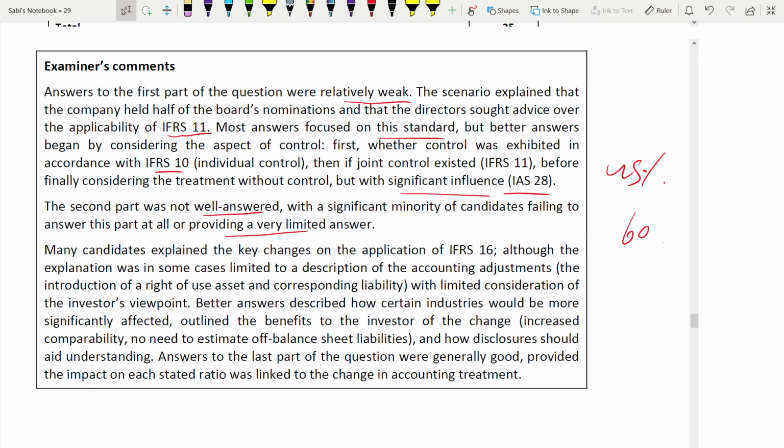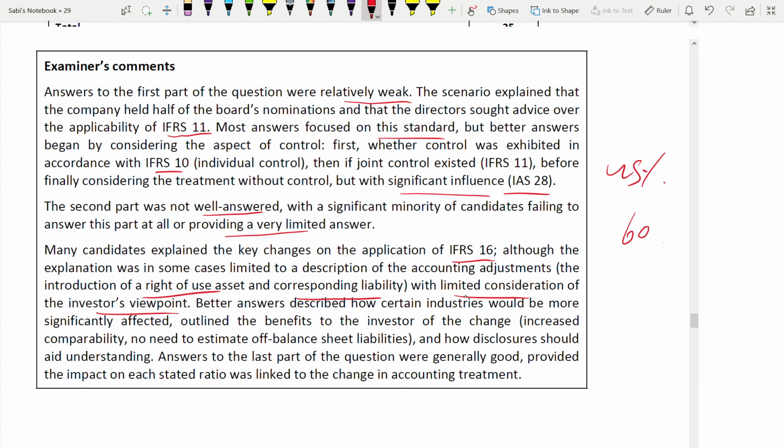The third part is about IFRS 16 mainly, and this was mostly done well by the students. The only issue is that they have limited their answers to 2 things. One is the right-of-use asset and the liability, that this will be recognized now. That's it. They didn't show the impact from the investor's viewpoint. Only very limited consideration for the investor's viewpoint. Okay. So because of that, the marks were limited. Otherwise, overall it was done well.